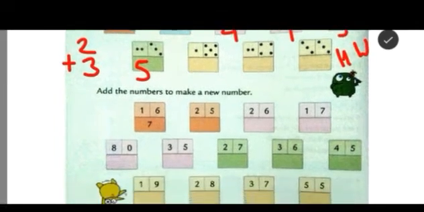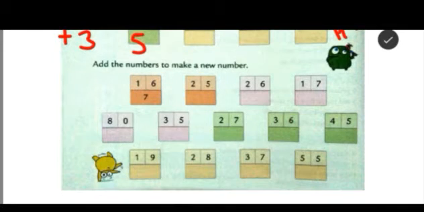Okay, moving on to the next question now. Add the numbers to make a new number. Now, in the first question, it was given in the form of dots. You need to count the dots and you need to write the answer. Now here, instead of dots, they have mentioned the numbers. They have given numbers, okay? So you just need to add it and write. Okay, so first one is already done. We'll start with the second one.